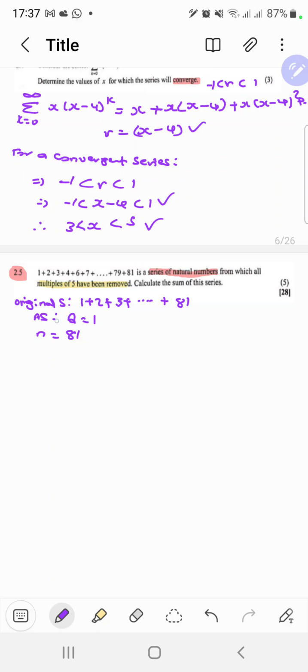And then let's see now, what is the series of multiples of 5? It is such that we have 5, 10, 15, dash, dash, dash. And you know the last one here is going to be 80, right? Because 81 is not a multiple of 5. So the last one is going to be 80. Let's write it nicely there.